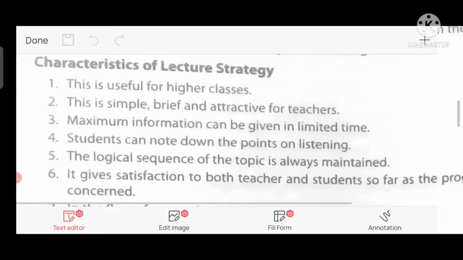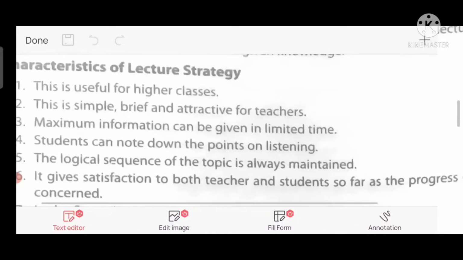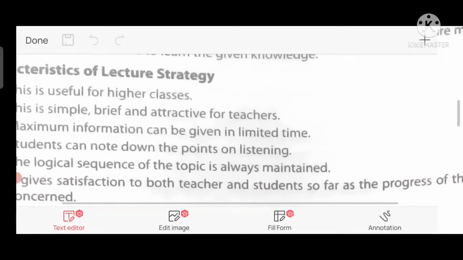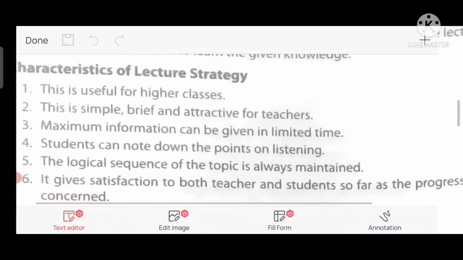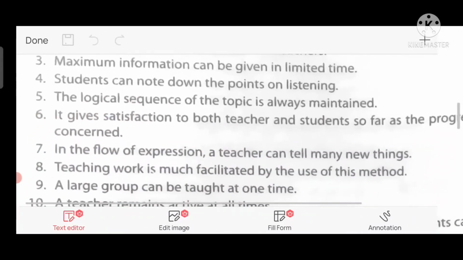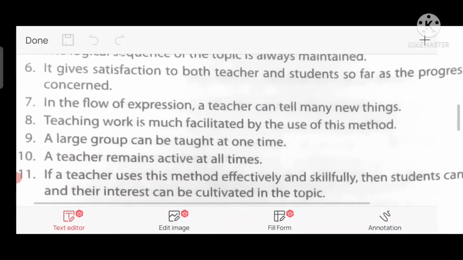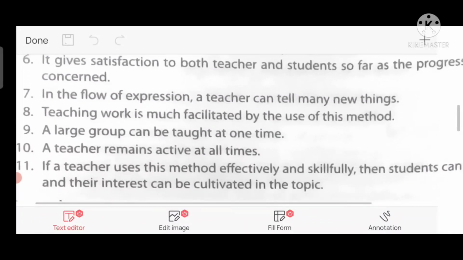Point number 6, it gives satisfaction to both teacher and students so far as the progress of the subject is concerned. Point number 7, in the flow of expression, a teacher can tell many new things. Point number 8, teaching work is much facilitated by the use of this method.